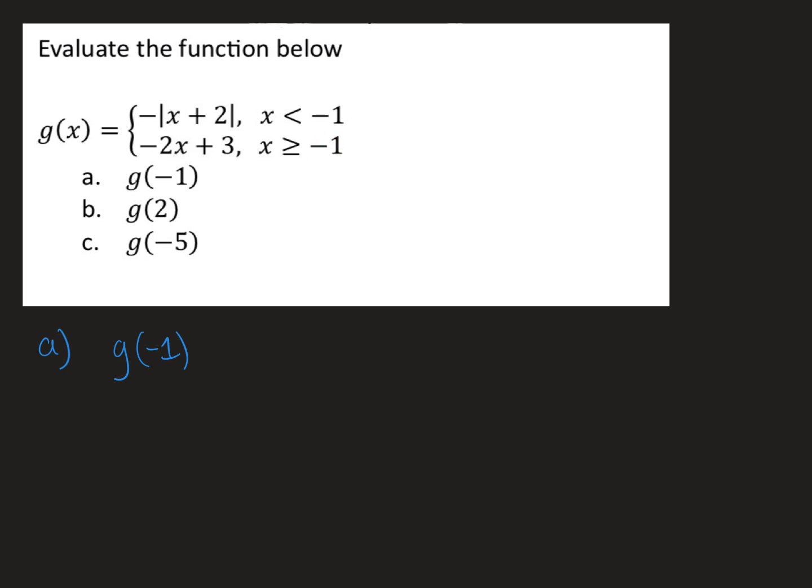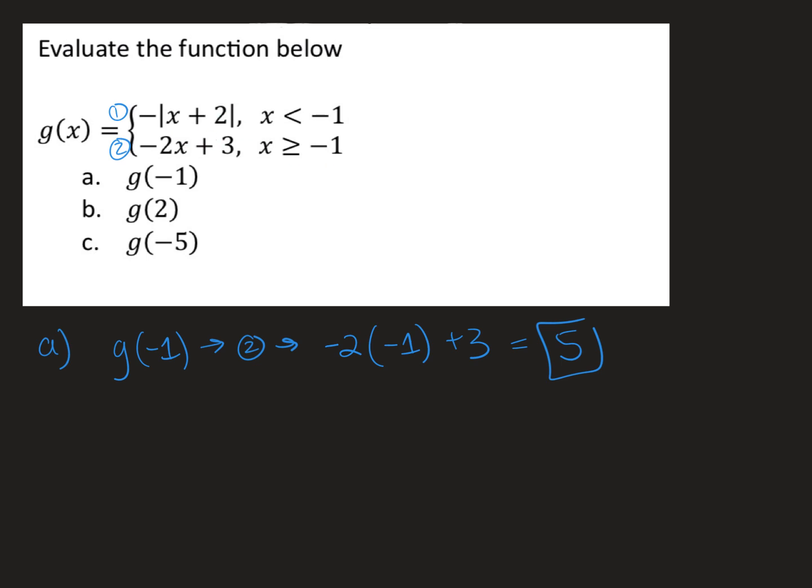For this, I normally number the top one 1 and the bottom one 2, and I'll say we need to use piece number 2, which means we can substitute in -2 times -1 plus 3. And you can simplify that down to get an answer of 5. But remember, we had to use these inequalities to pick which piece to use.